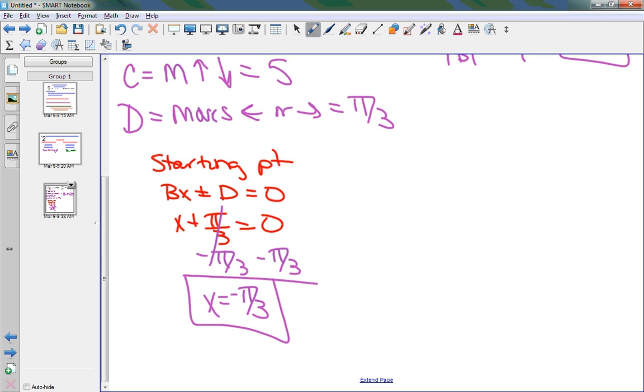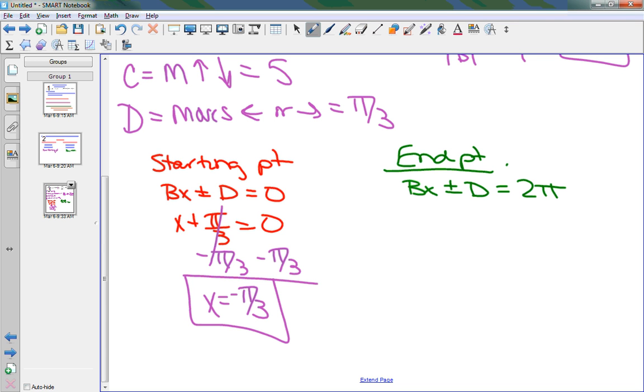Okay? Now, do you see where I'm starting at? I'm starting at negative pi over 3. Now what do I need to calculate? I need to calculate my endpoint. Well, my endpoint says I'm taking bx plus or minus d and setting that equal to 2 pi. Why 2 pi? Because that is the typical period, okay? It has nothing to do with what our period is in this problem. It has everything to do with the normal, typical ending point for sine and cosine.